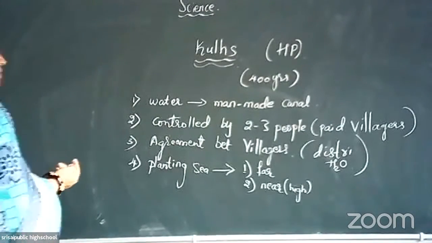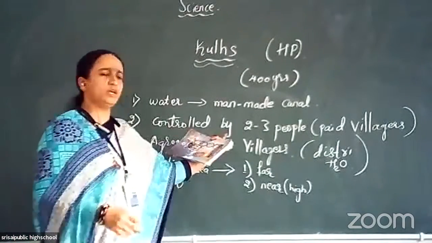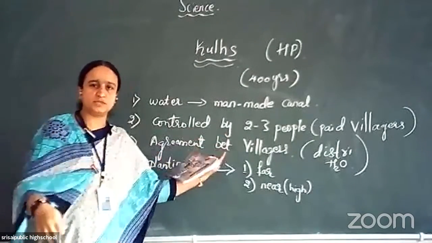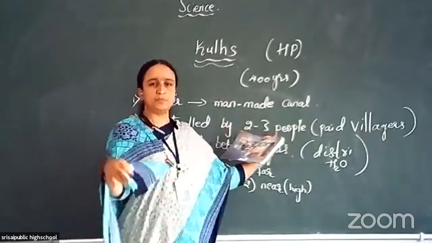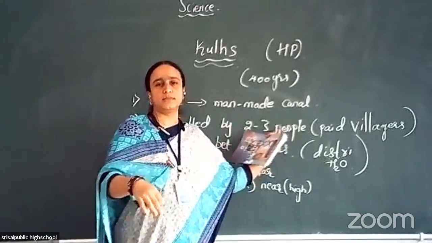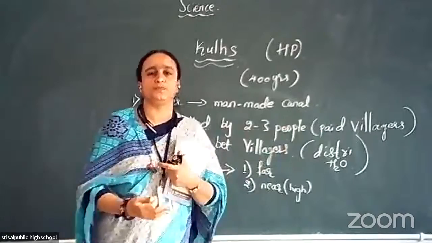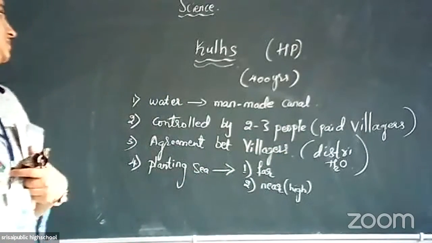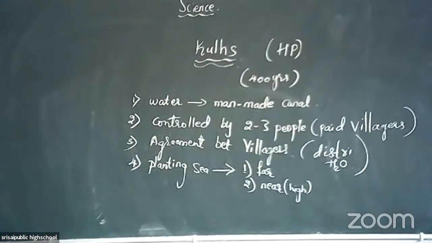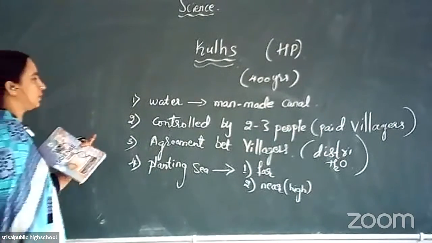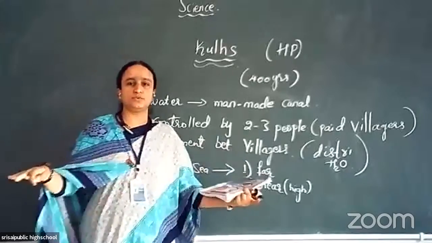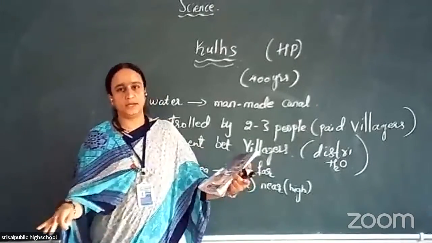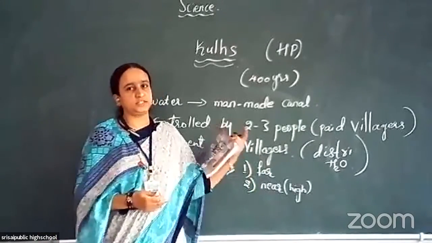So it was controlled by 2 or 3 people. They were the villagers only. They were among themselves only. These 2 or 3 people will be the villagers only. And they used to be paid by whom? For this work, they used to be paid by the villagers itself. Okay. So 2 or 3 people were there who were controlling the continuous distribution of the water among the villagers, and they were paid by the villagers itself.